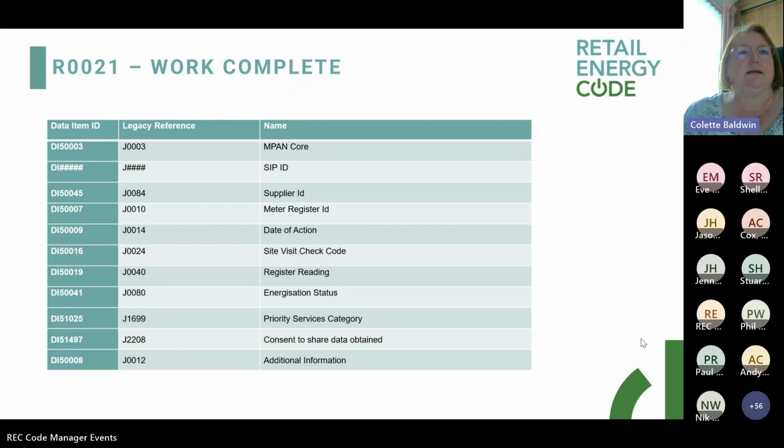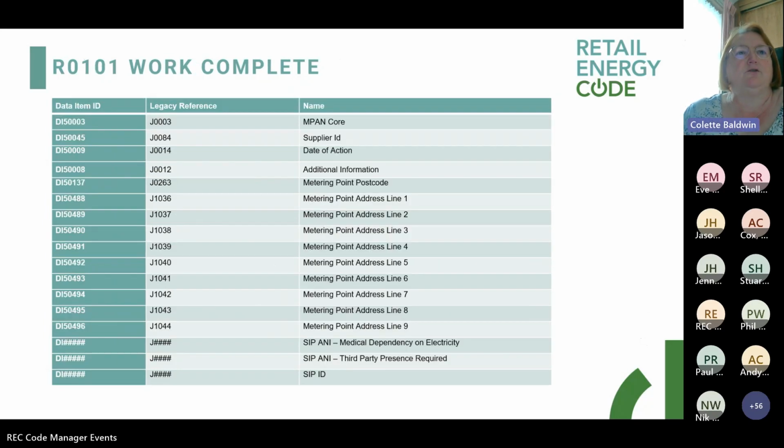And if we just bounce on to the next slide, the new flow actually is slightly different. So this is the new work complete flow, and it's got many of the same characteristics of the previous flow. Notable change is that instead of using the address as the address items, we've used the metering point address item. So the data items are slightly different from the original one. And instead of talking about priority services register categories, we've now changed that. And for just this flow only, we're introducing two elements.